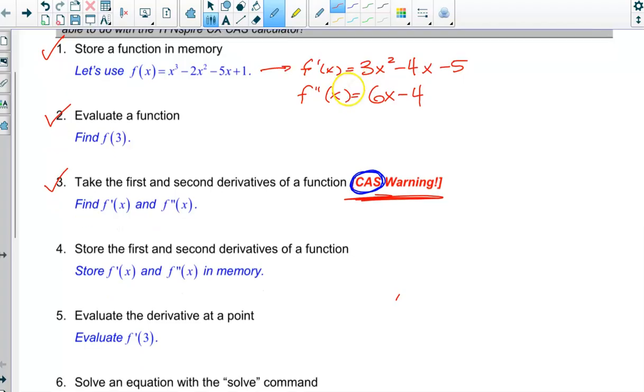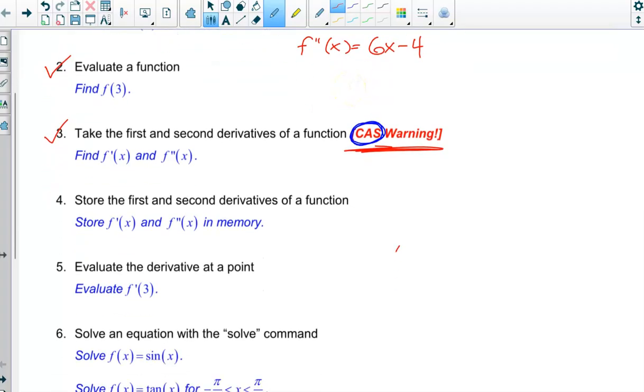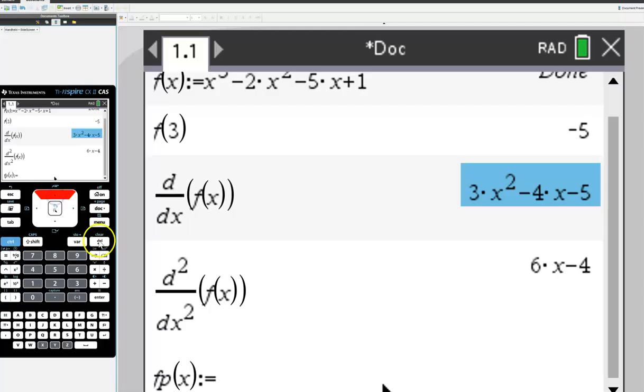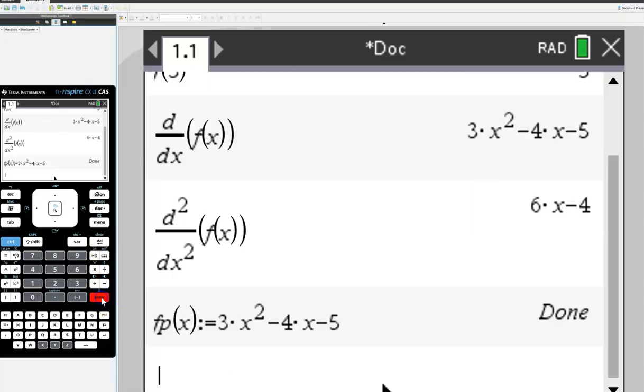Okay, step 4 here says store the first and second derivatives of a function in memory. We already know how to store a function in memory, so this is really just, if I ever needed to use this derivative and evaluate it, I could store that in memory. Maybe I call it fp of x for f prime. Got to use the special equal sign again. And then I'm just going to go up and grab that function. Boom. Done. There's fp of x, right?